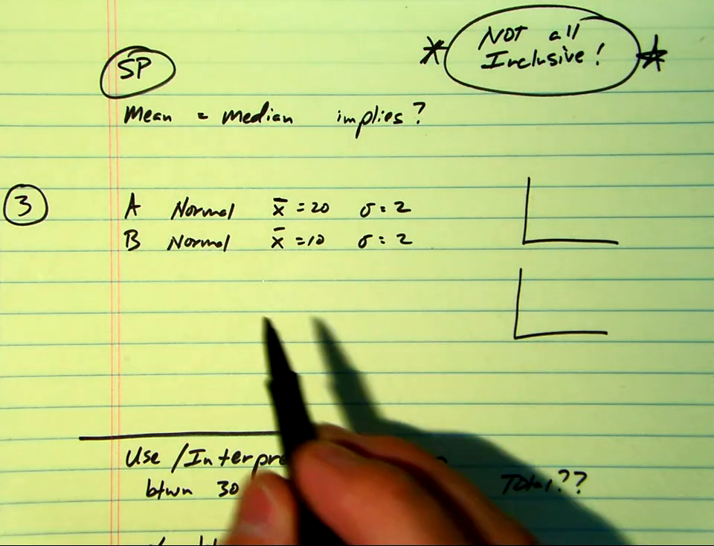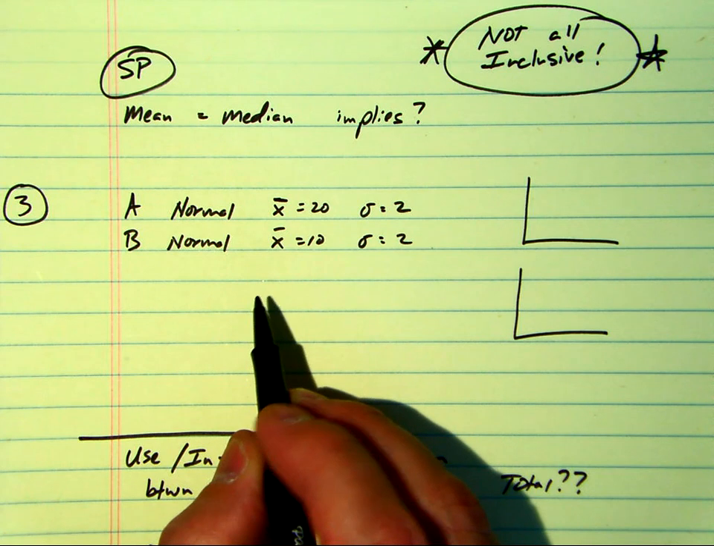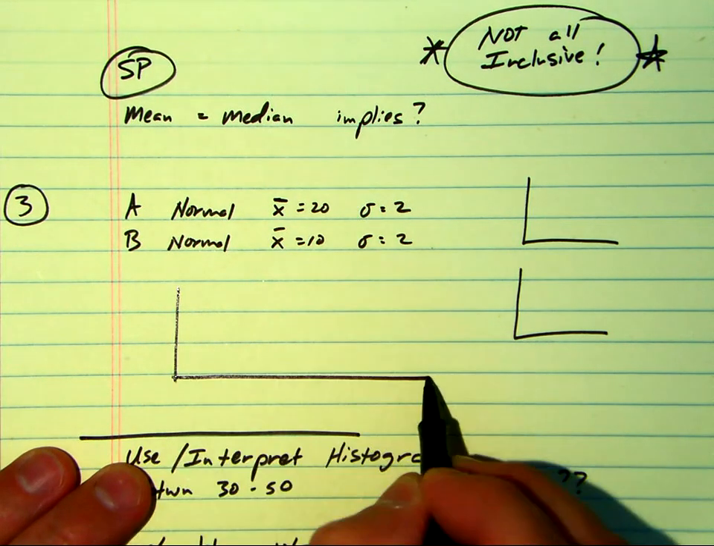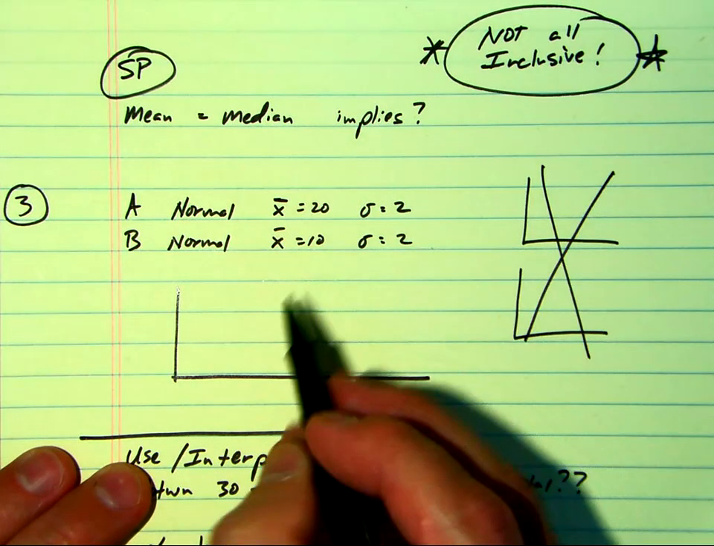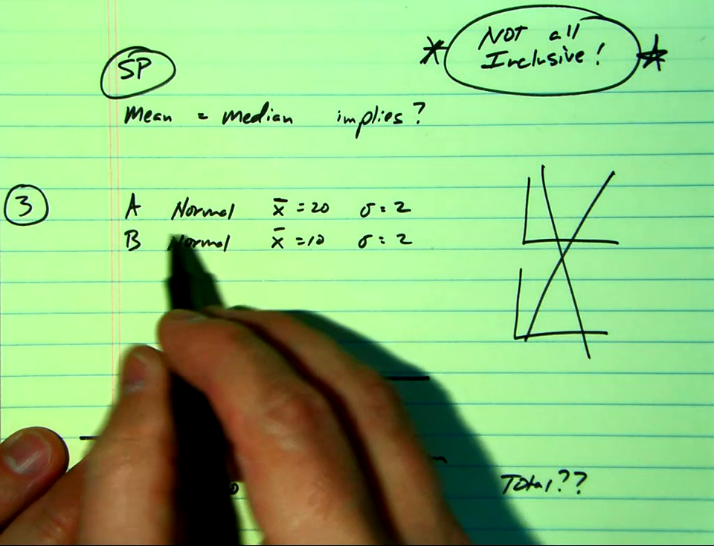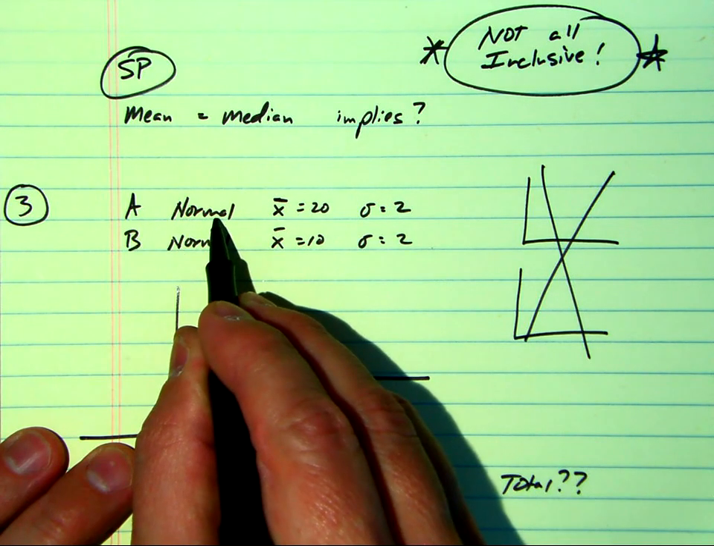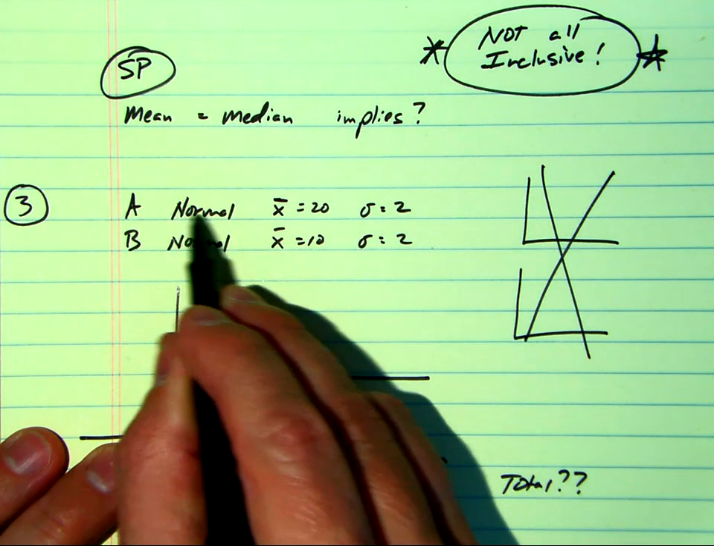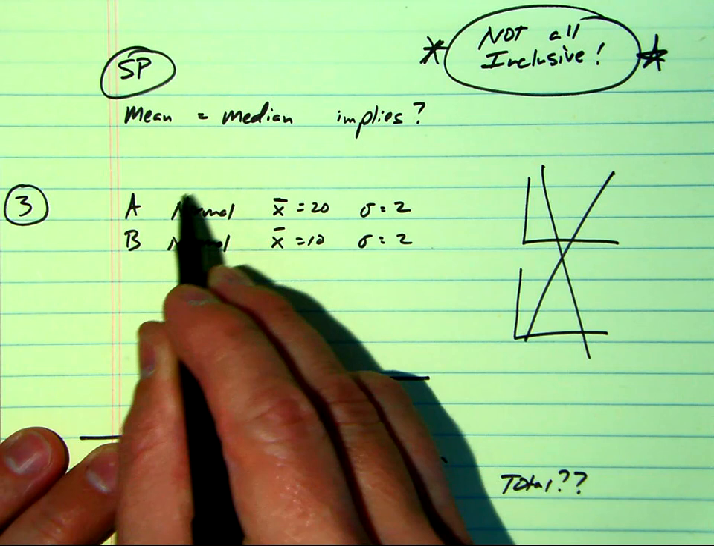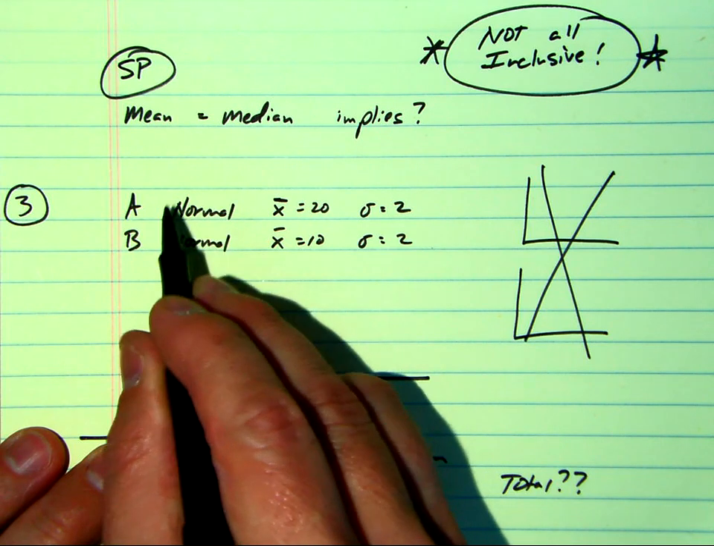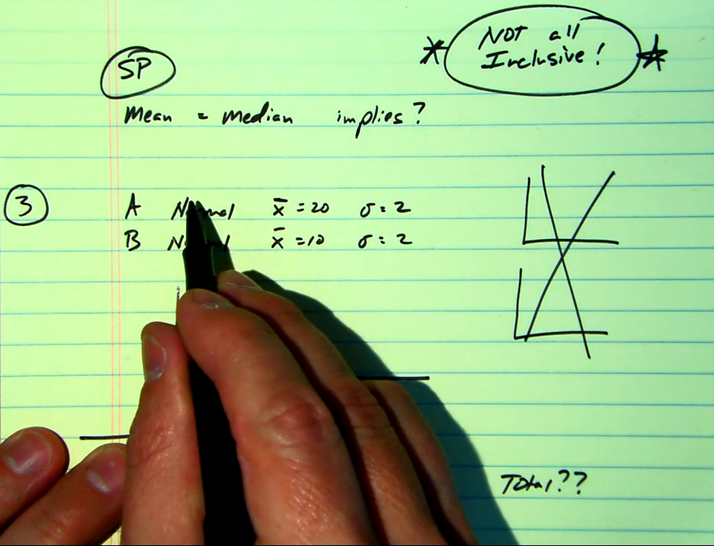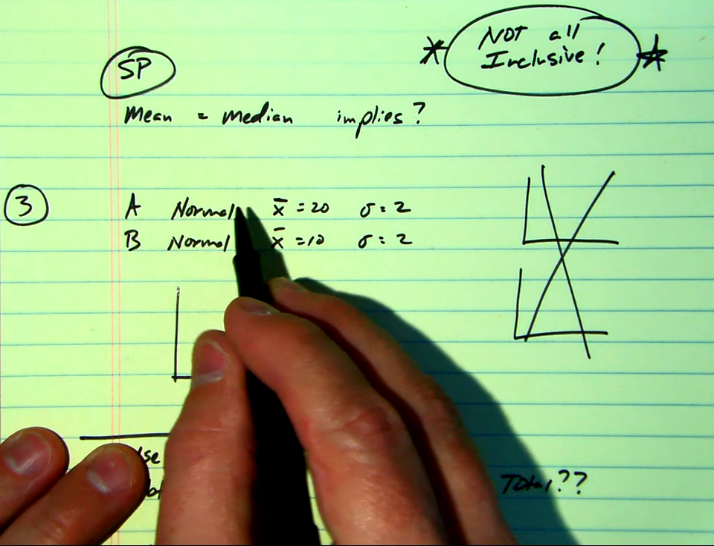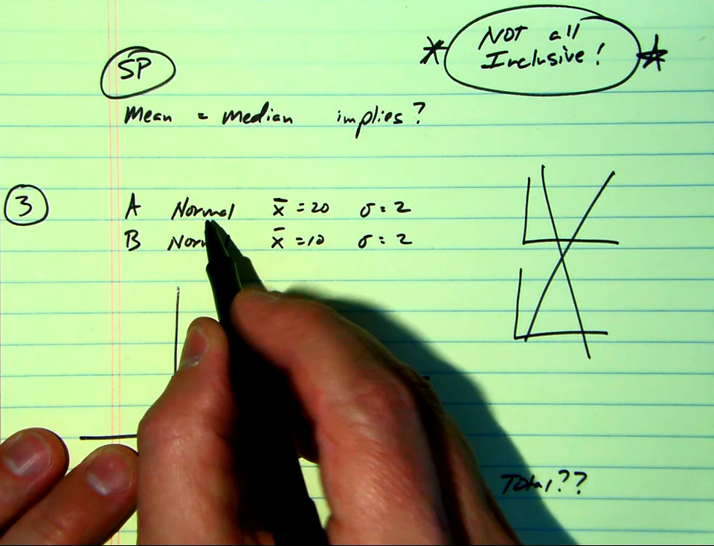Let's put this on the same axes instead of two different axes. Let's say data set A is normally distributed. What's the normal thing also called, boys and girls? Starts with a bell curve. That's right. A normal distribution is a special type of bell curve.